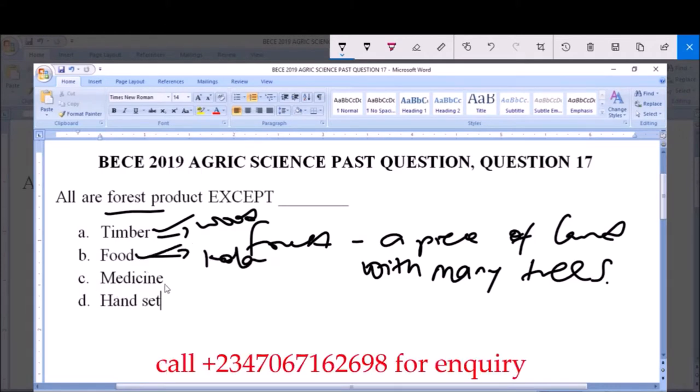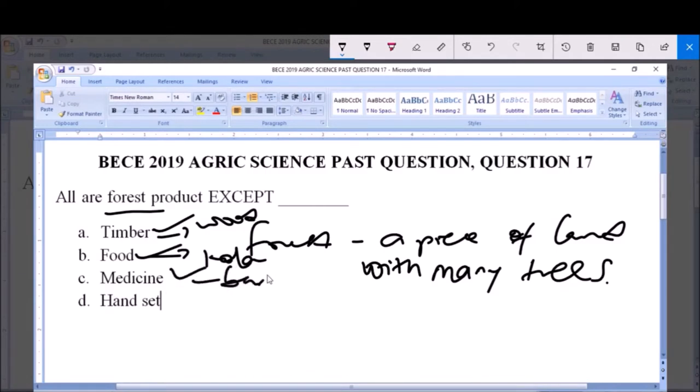C says medicine. Medicine also is a forest product. The barks of these trees are medicinal. The barks and even the leaves of some forest trees are medicinal. That is, they have medicinal values. They are used to produce drugs. So medicine is a forest product.